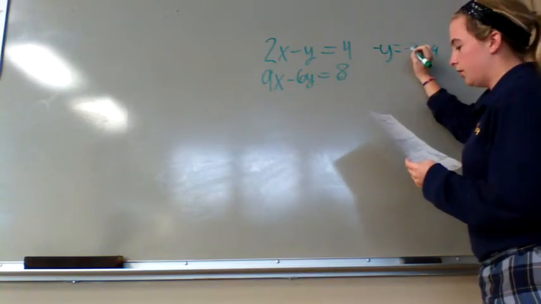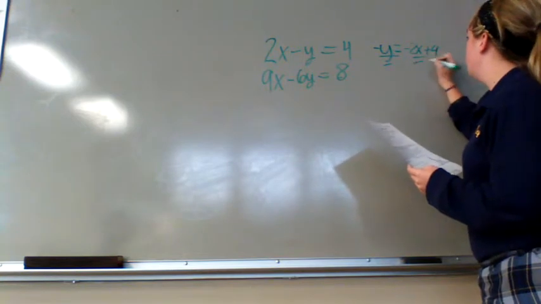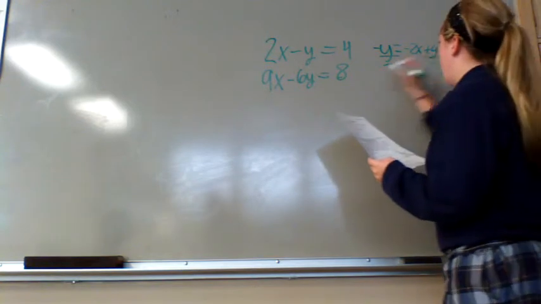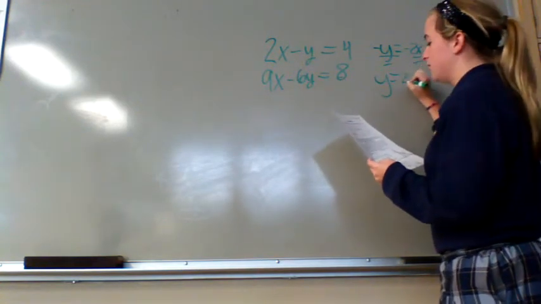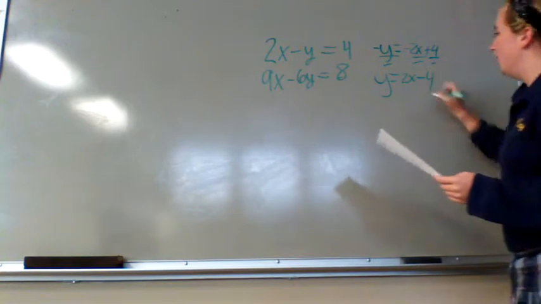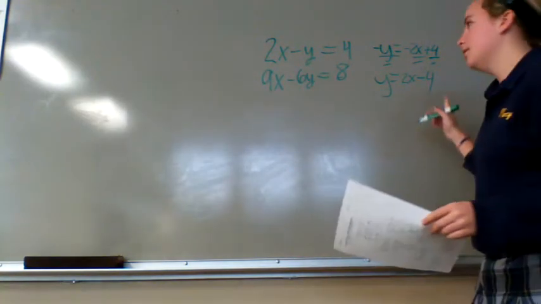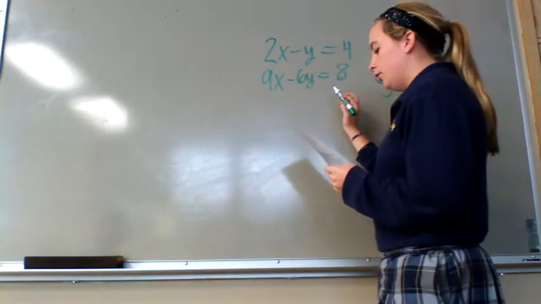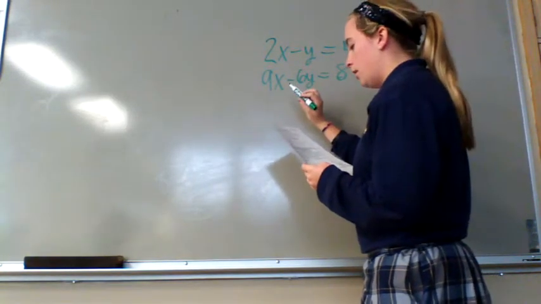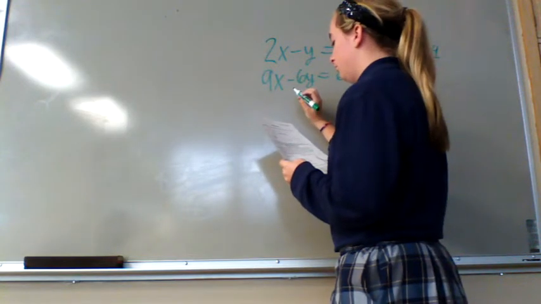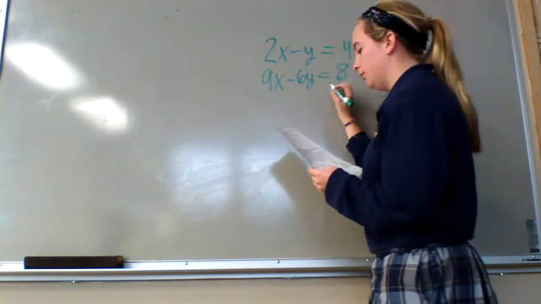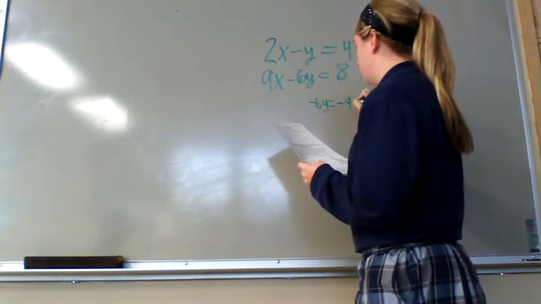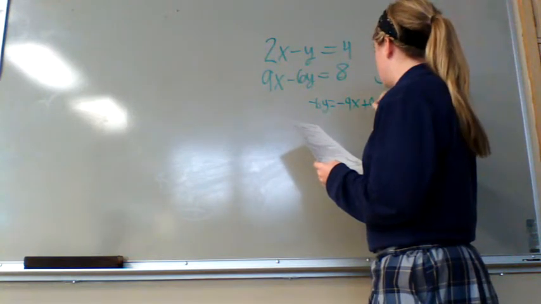And then you are going to divide by the negative. That answer should be y equals 2x minus 4. So that's your first new equation. For the next one, you are going to subtract 9x over for this one. And so you'll get negative 6y equals negative 9x plus 8.